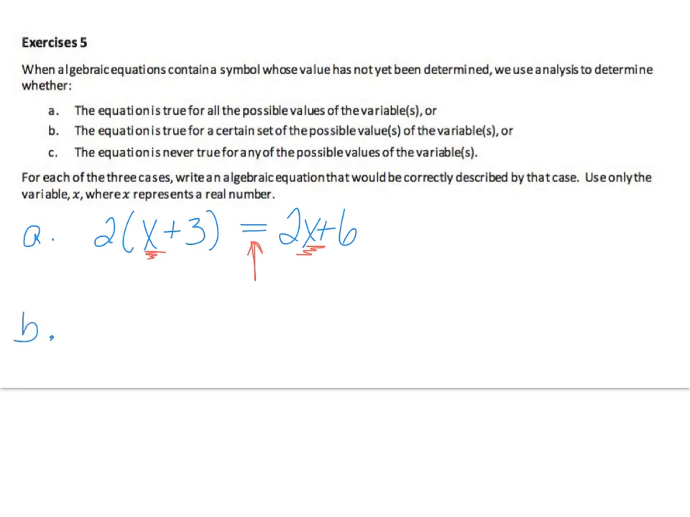Okay. B, the equation is true for a certain set of possible variables. So now I just need an algebraic expression. X plus 5 is equal to 11, which is true for x equals 6, and only x equals 6. Everything else would be false. All right, how about C? I need never true. Well, I really like this answer. X squared equals -1.